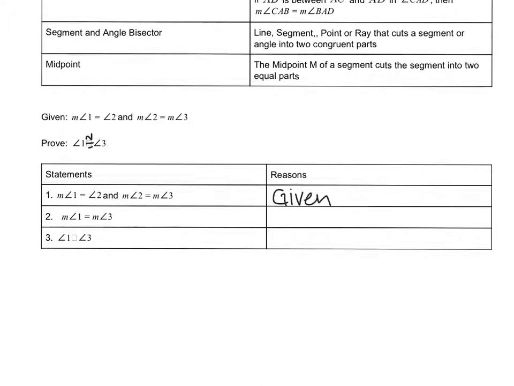Next, we have the measure of angle 1 equals the measure of angle 3. Well, if we remember the transitive property, since angle 1 equals angle 2 and angle 2 equals angle 3, then by the transitive property, the measure of angle 1 equals the measure of angle 3. And then because the measure of angle 1 equals the measure of angle 3, we then have angle 1 is congruent to angle 3. And our reason for that is the definition of congruence.